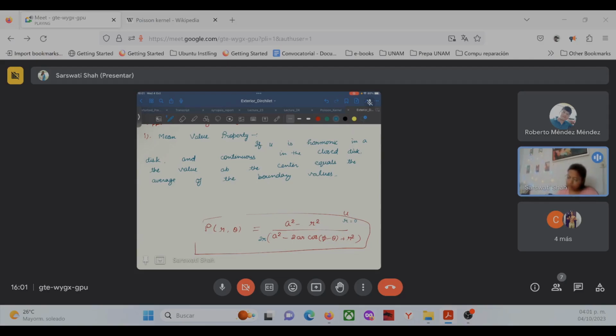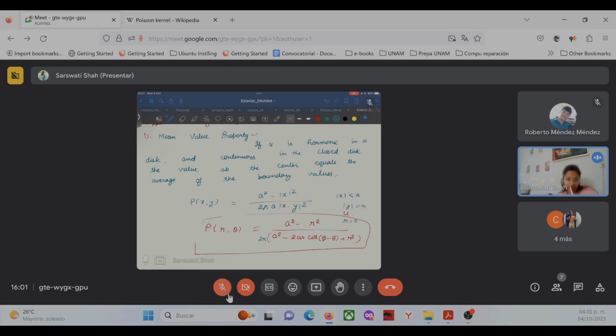With the Cartesian coordinate we have P of x comma y is equals to a squared minus modulus of x squared over 2 pi a modulus of x minus y whole squared, where modulus of x is less than a and modulus of y is equals to a. If you use harmonic in a disk and continuous in the closure, the value at the center equals the average of the boundary values.